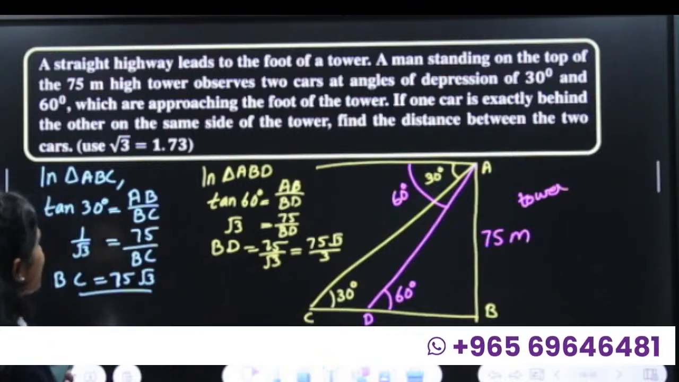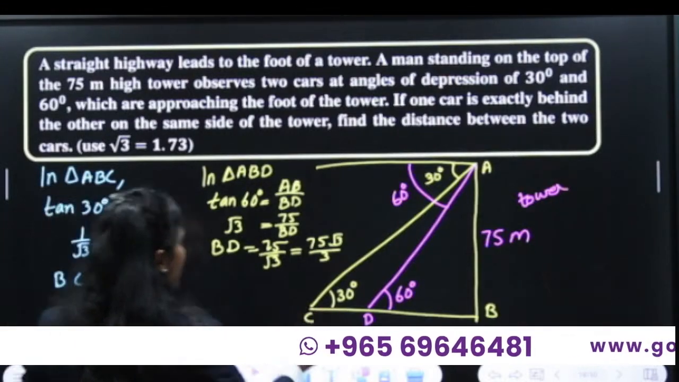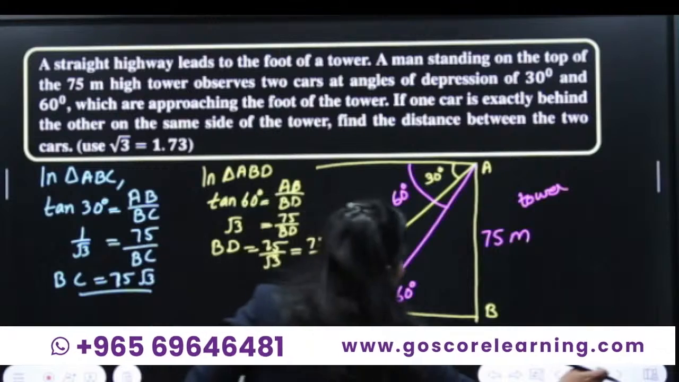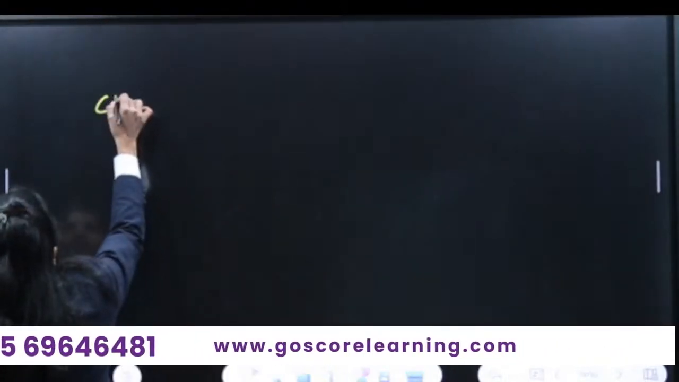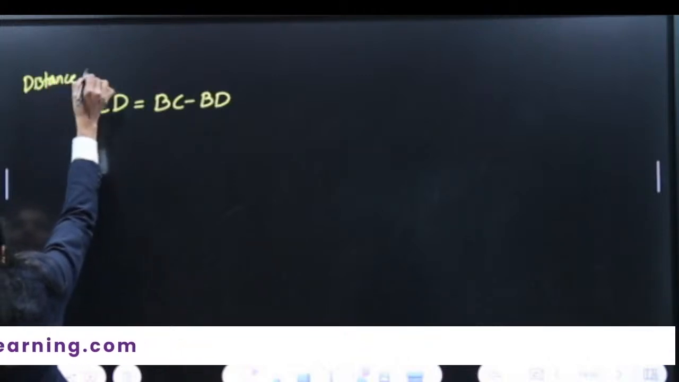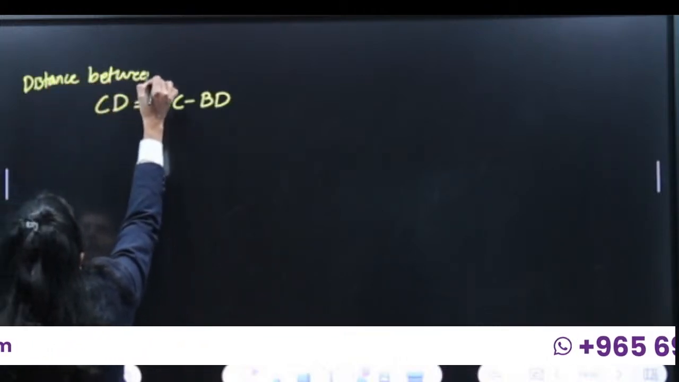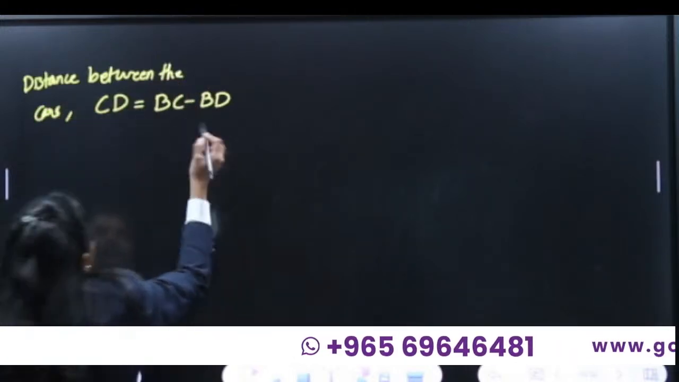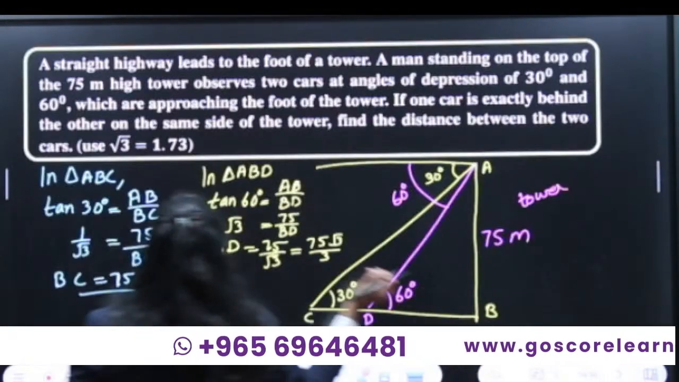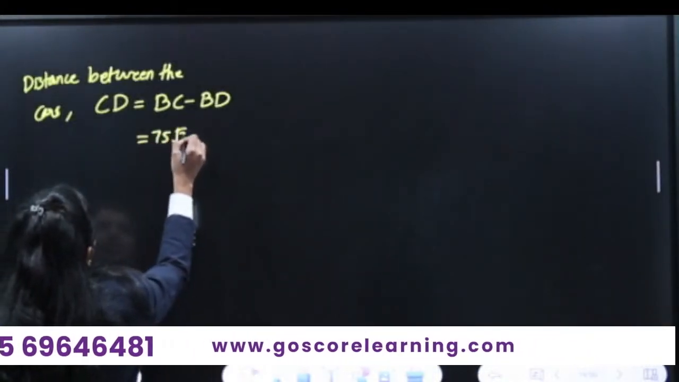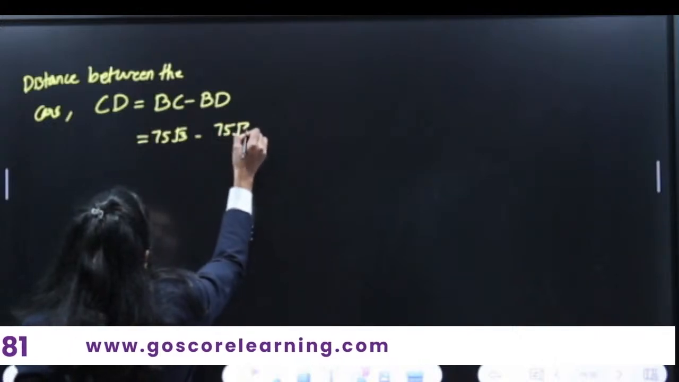Now, what is the distance between the two cars? That is CD, right? We have BC and we have BD, so we can find CD, right? So, we'll write it as CD is equal to BC minus BD. So, distance, okay, you have to write distance between the cars. The distance between the cars is CD. CD is BC minus BD. What is BC? BC is 75 root 3. Okay, BC is 75 root 3 minus BD is 75 root 3 divided by 3.